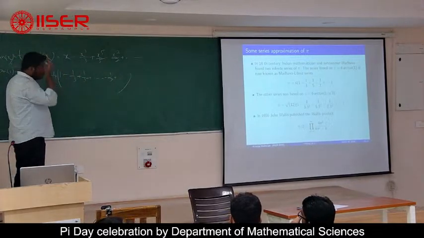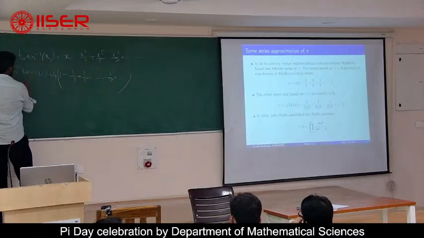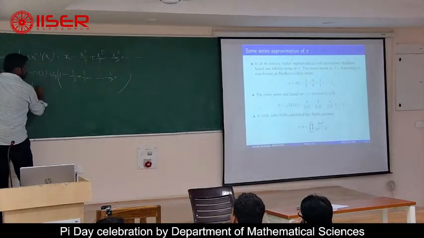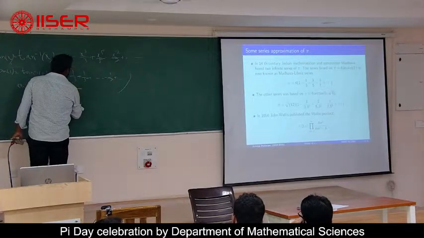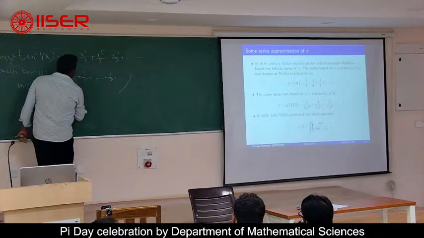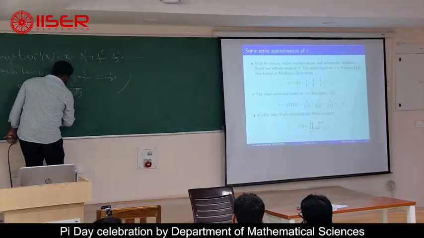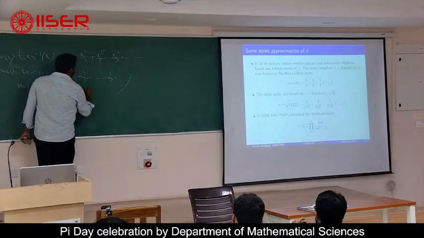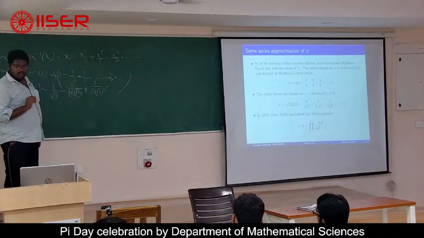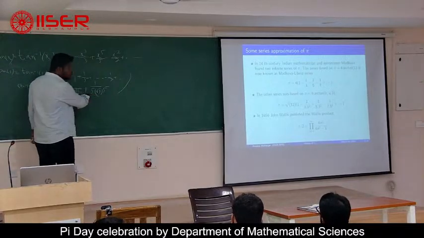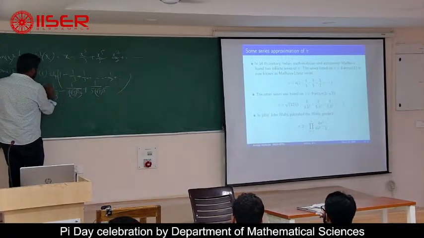And in the next step, he took tan inverse 1 by root 3, that is, if I put 1 by root 3 here, then the same thing, you are getting 5 into 3 cube, 3 into 3 square, and he proved that if I multiply it with root 12, then it will converge to pi.